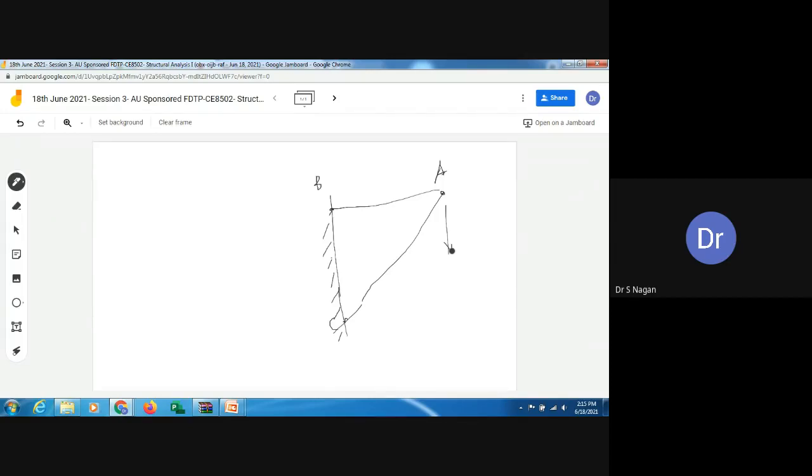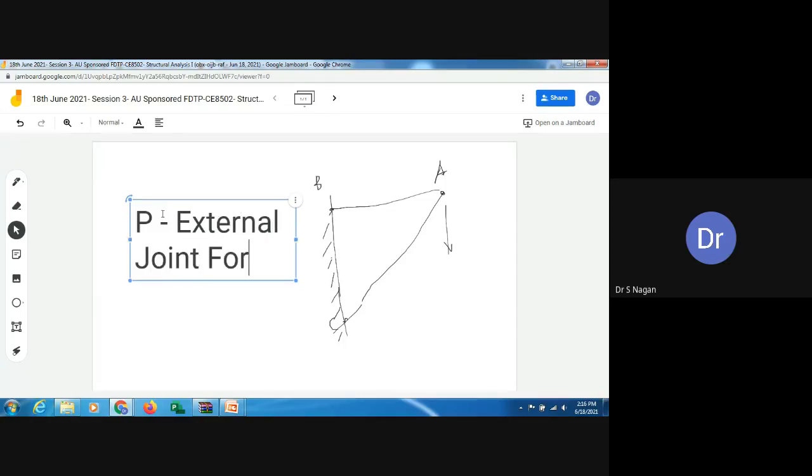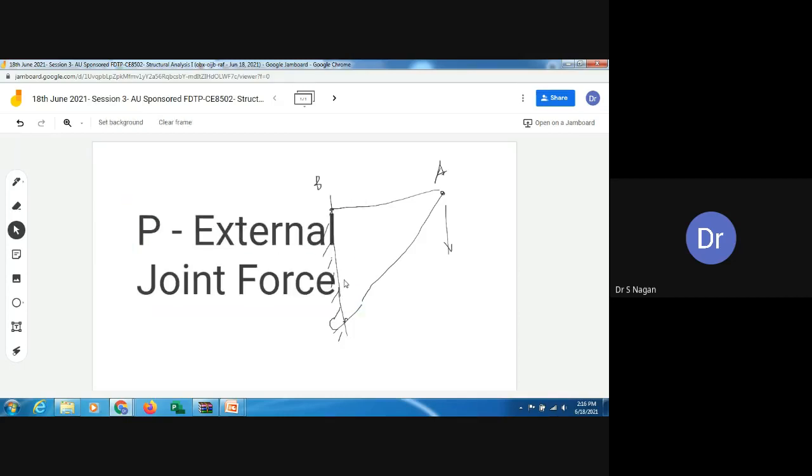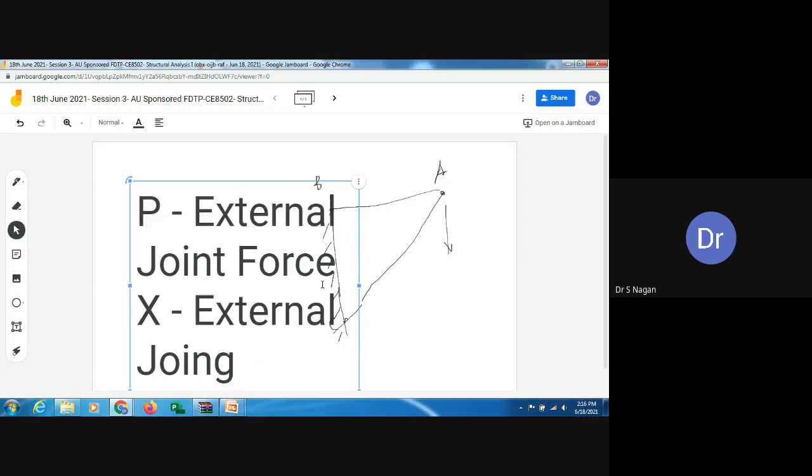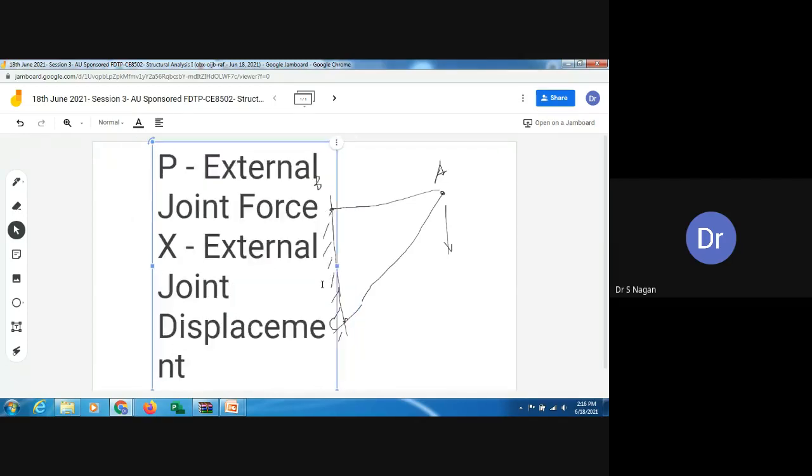To form the static matrix, we need to draw the PX diagram. Here P stands for external joint force, and X stands for external joint displacement. That is the only difference. P is the external joint force and X is the external joint displacement.